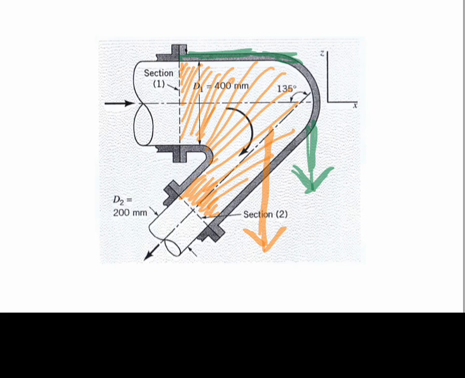So in the y direction we have two extra external forces. One is the weight from the water itself, and the second one is the weight from the elbow. So these are two external forces that we need to add in our calculation in the y direction, not in the x direction, only in the y direction, because these forces come from the acceleration of gravity.